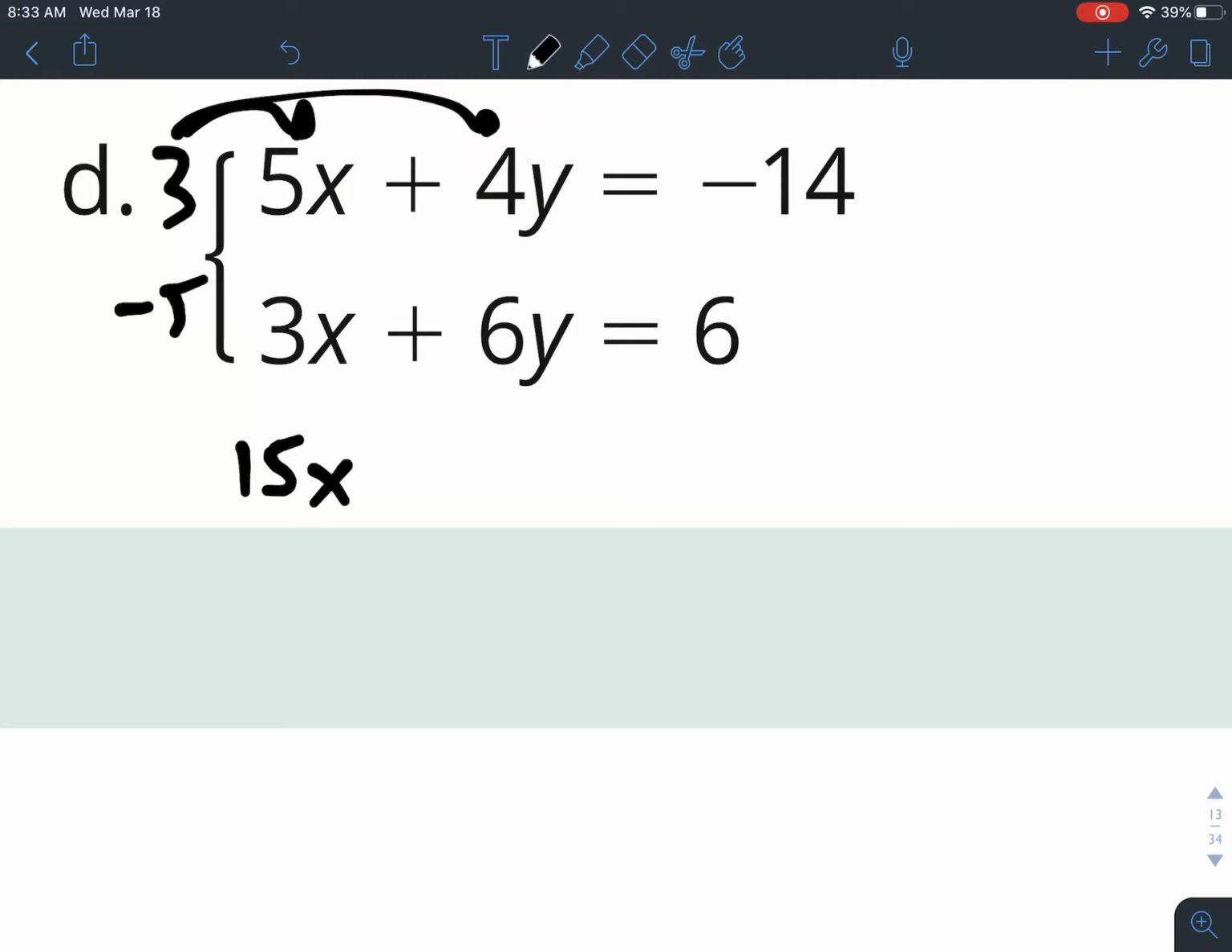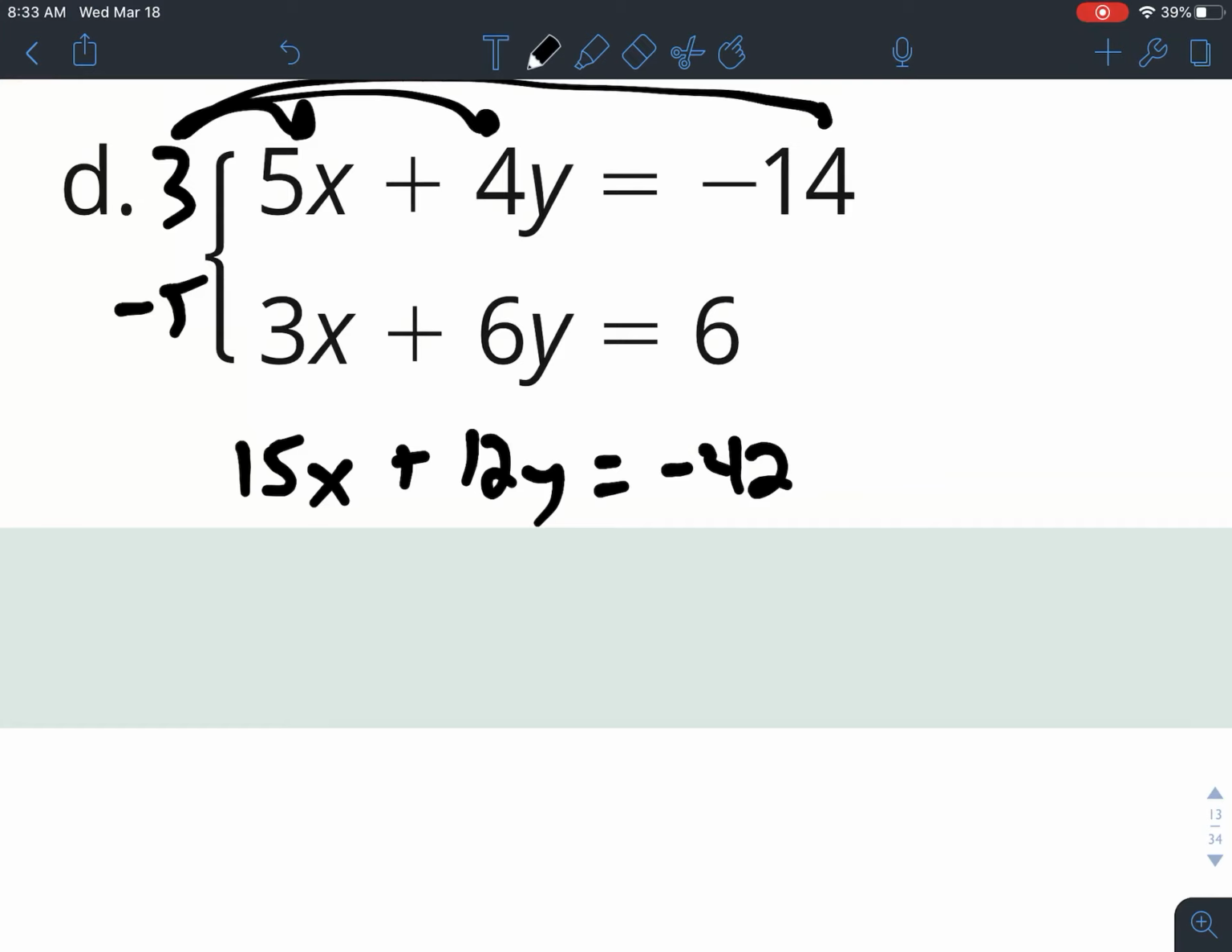3 times 4y is going to give us 12y. 3 times -14, using my other calculator so you don't need to see me type this one in, negative 14 times 3 ends up giving us negative 42. And then doing negative 5 times 3x is going to give us negative 15x. Negative 5 times 6y is going to give us negative 30y. And then doing negative 5 times 6 is going to give us negative 30.